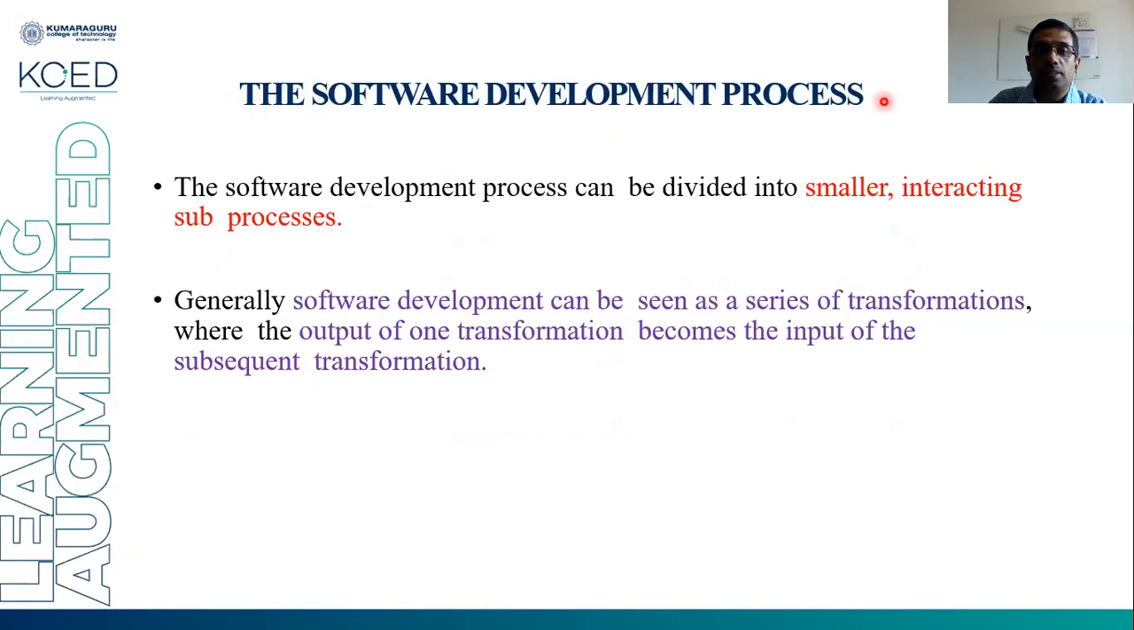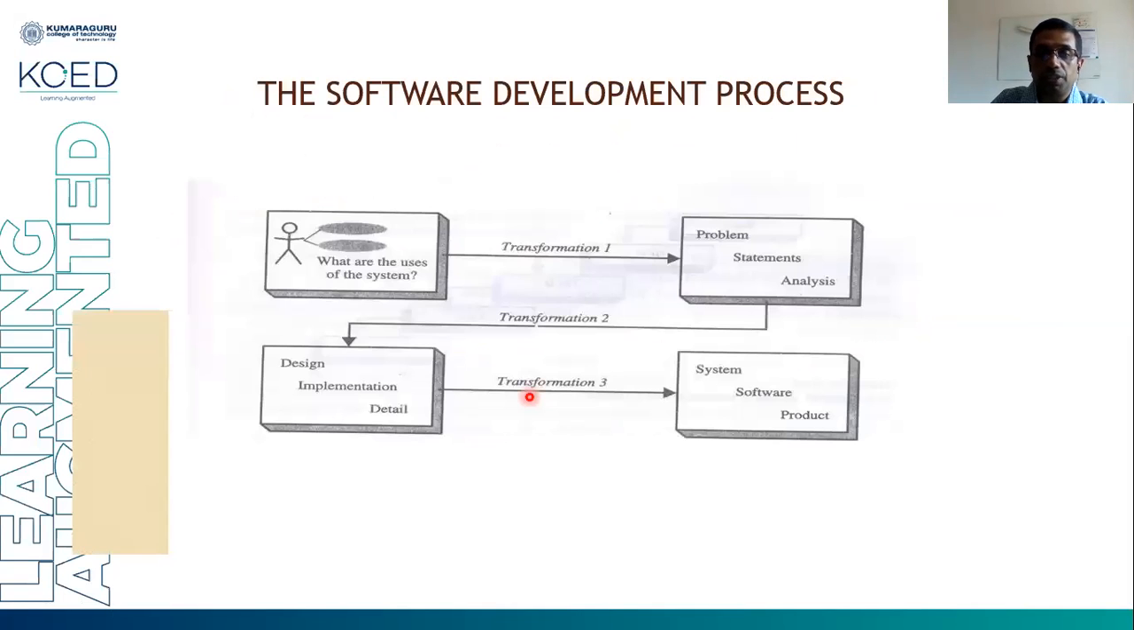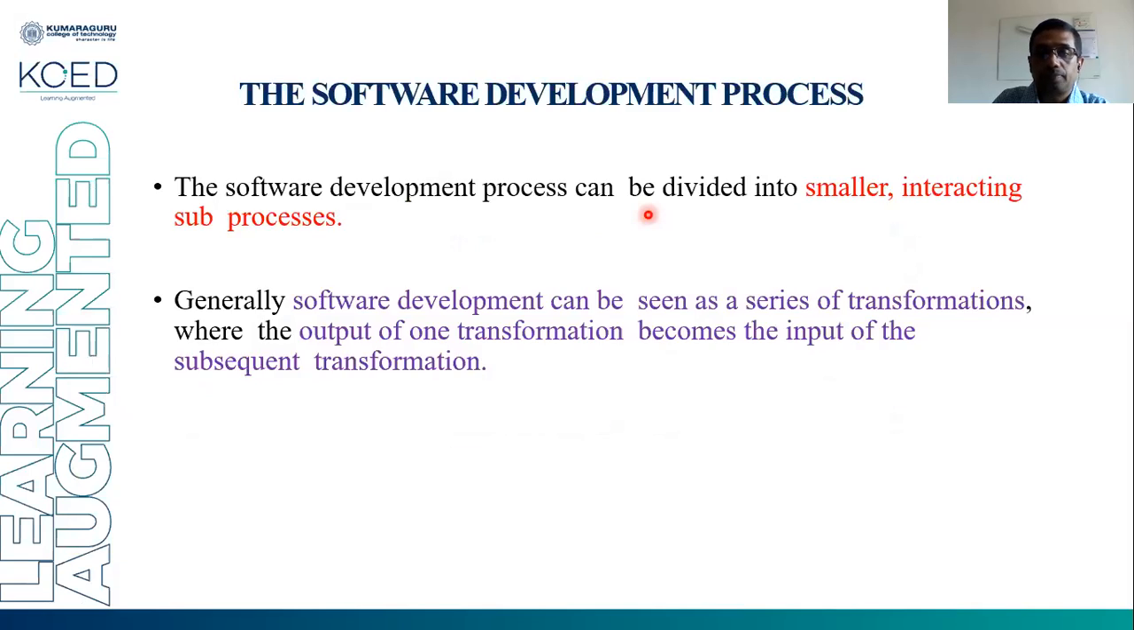The software development process can be divided into smaller interacting sub-processes. Generally, software development can be seen as a series of transformations, where the output of one transformation becomes the input of the subsequent transformation. See the previous slide: the output of the first transformation is the input of the subsequent transformation.